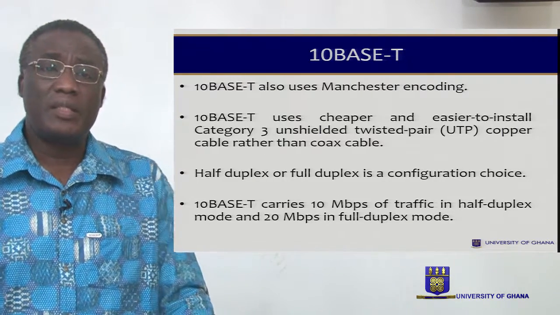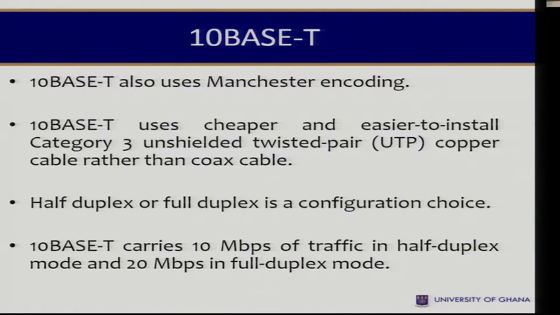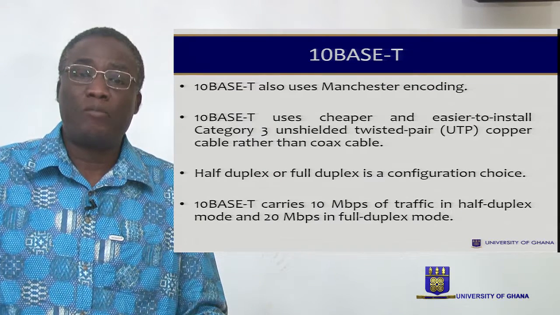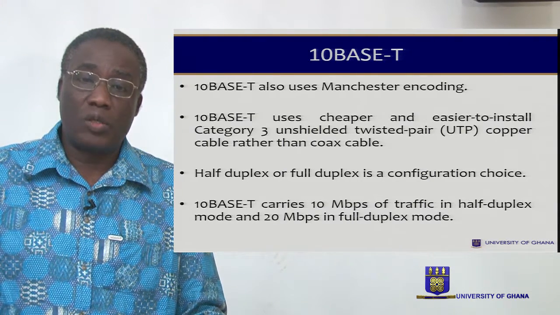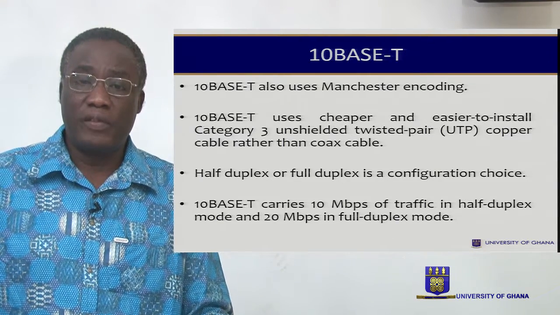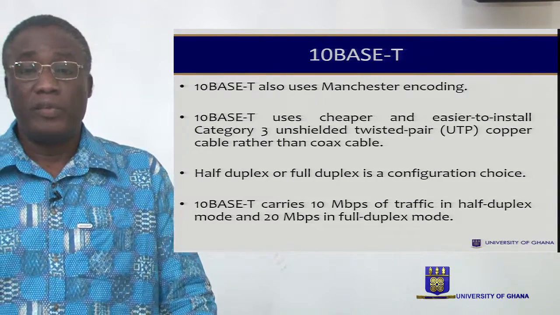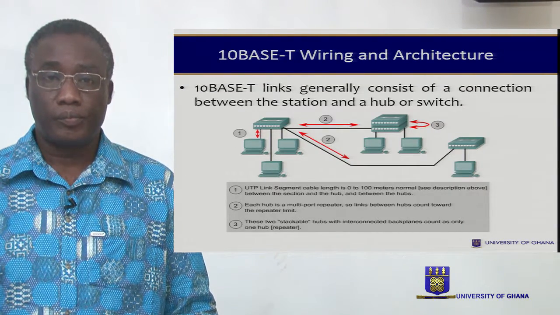Now, what about 10-base-T? It also uses Manchester encoding. We've been talking about Manchester encoding, I've mentioned it several times, but what is it? How does this encoding work? 10-base-T is cheaper and easier to install than the category 3 and shielded pair. It's half duplex, or can also be a full duplex configuration. The choice is yours. 10-base-T carries 10 megabits of traffic in half duplex mode, and in full duplex, that is 20 megabits per second.